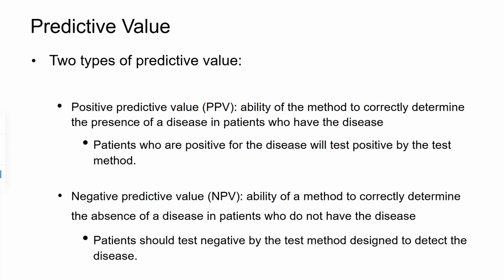Predictive value. So as I mentioned previously from that table, we have positive predictive value and negative predictive value. Positive predictive value is the ability of a method to correctly determine the presence of a disease in patients who have it. Patients who are positive for the disease will test positive by the test method. Negative predictive value, the ability of a method to correctly determine the absence of a disease in patients who do not have the disease. Patients should test negative by the test method designed to detect the disease.